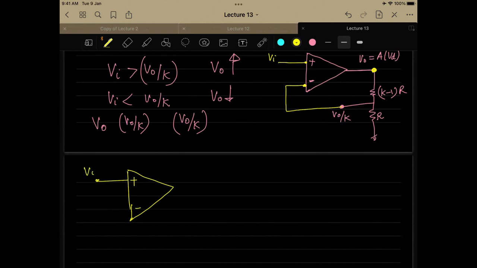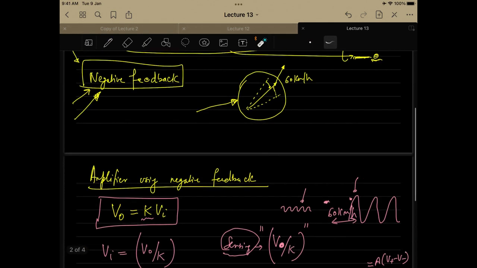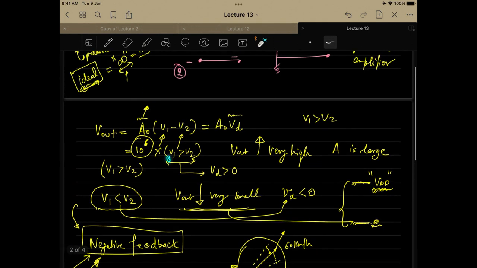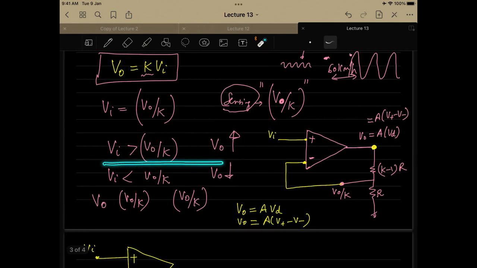So you know that we have already studied that V0 is A times VD, right? And we also studied that VD is nothing but V plus minus V minus. And we saw that when V1 is greater than V2, then V out will go up. And when V1 is less than V2, V out will go down. So we are actually using this information here.